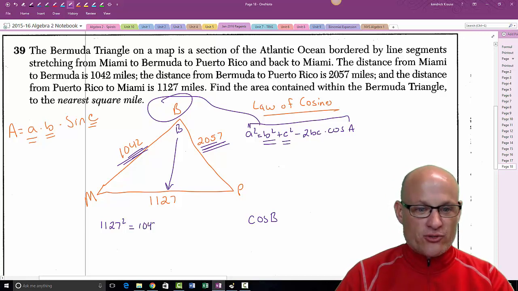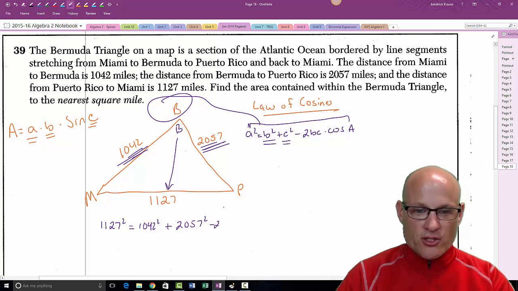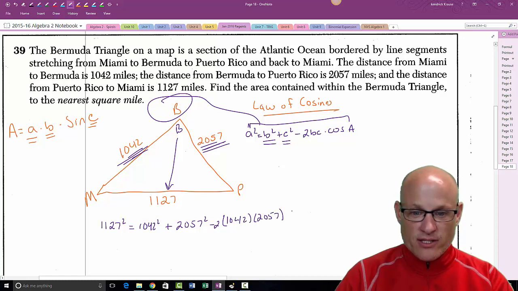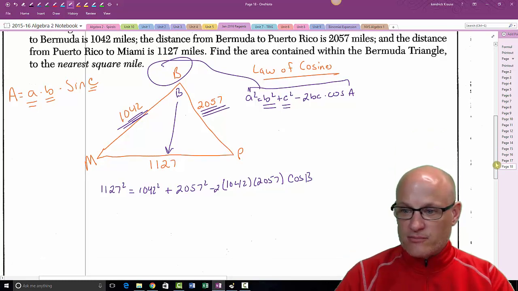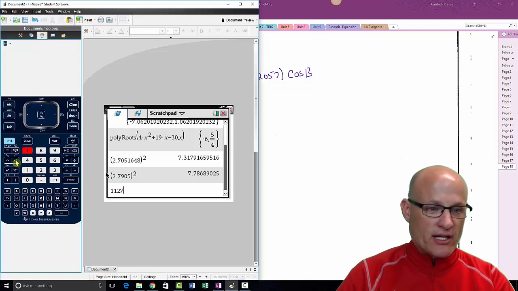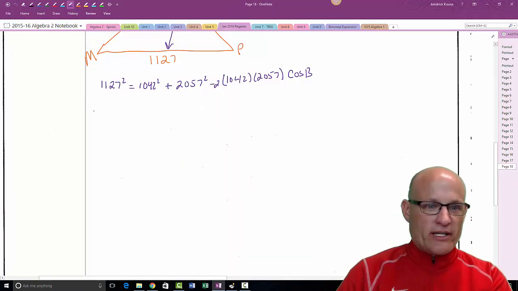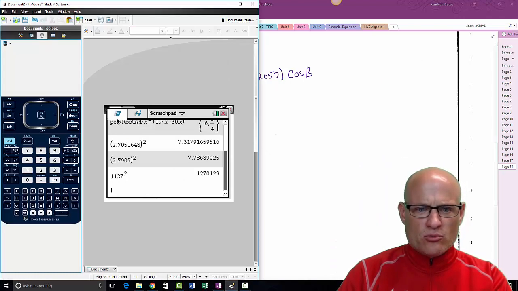So 1,042 squared plus 2,057 squared minus 2 times 1,042 times, sorry, 2 times 1,042 times 2,057 times the cosine of B. So, big numbers, big deal. All right, got a lot to do. 1,127 squared. Lots of places to make mistakes here, kids. Holy crap! That's what I made last year. Not 127. Oh, whoa.